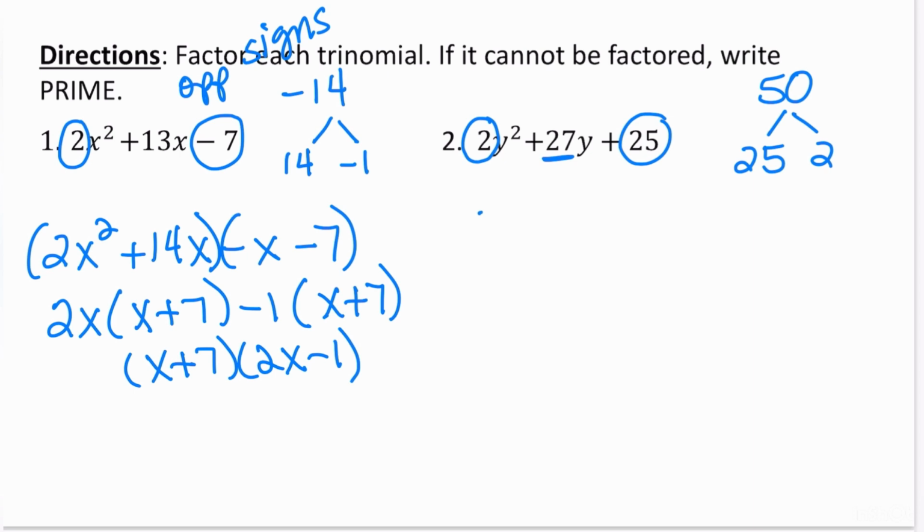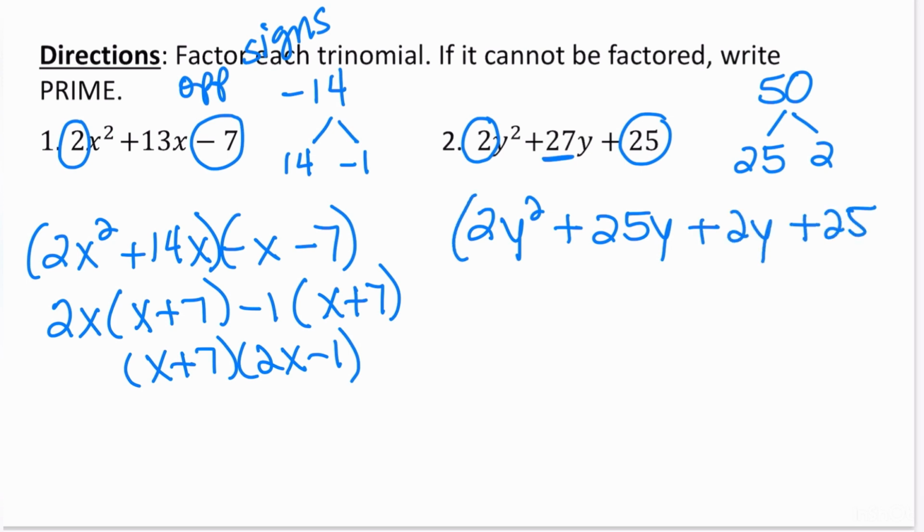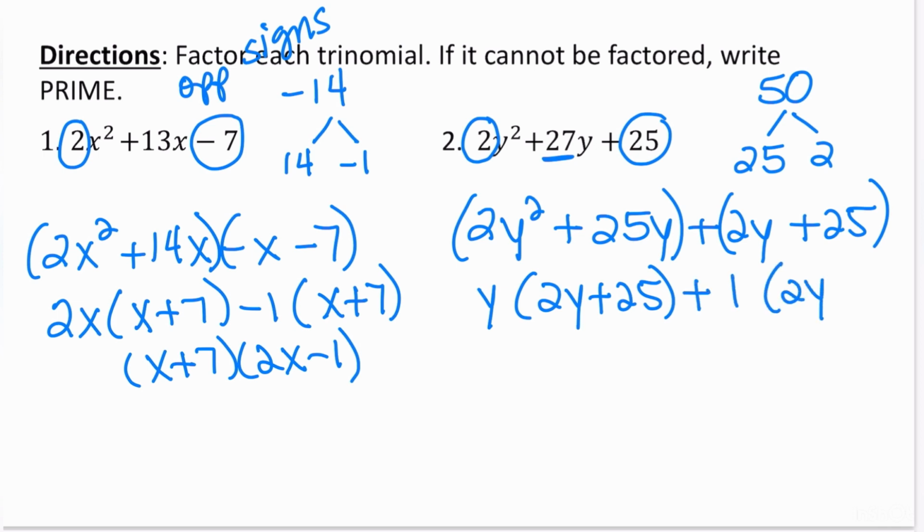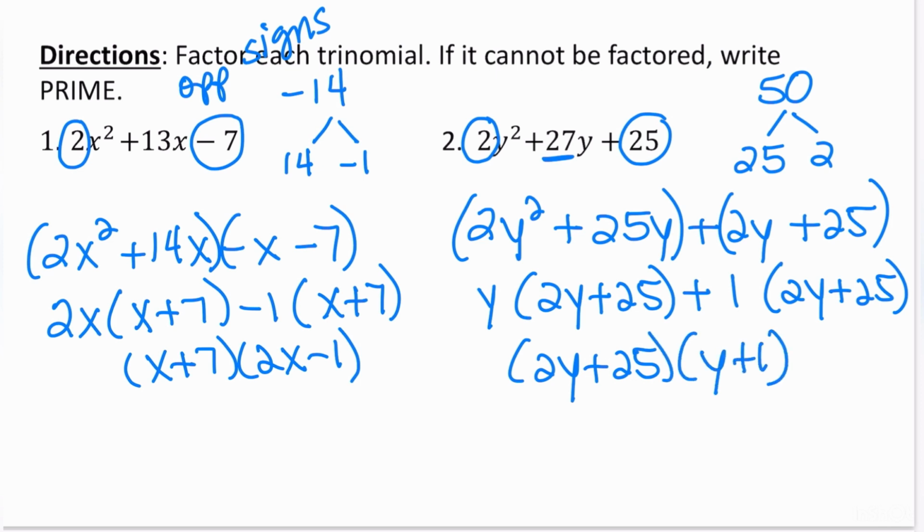I'm going to rewrite the problem. 2y squared plus 25y plus 2y plus 25. I grouped the first two together and the last two together. From the first two right now, they have a y in common. I'm left with 2y plus 25. From the last two, they have nothing in common, so I factor out a 1, and I'm left with 2y plus 25. So now they both have 2y plus 25 in common, and I factor out the y plus 1. And that's it. You're done with the problem.